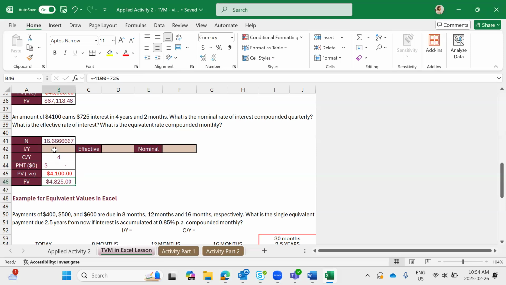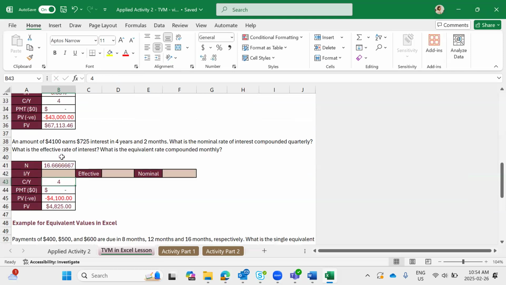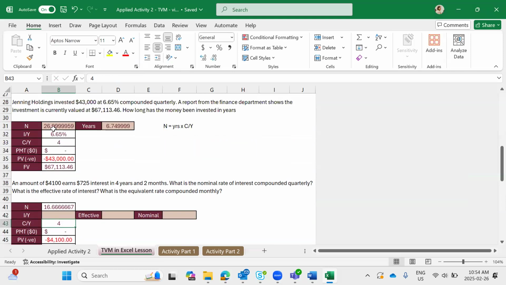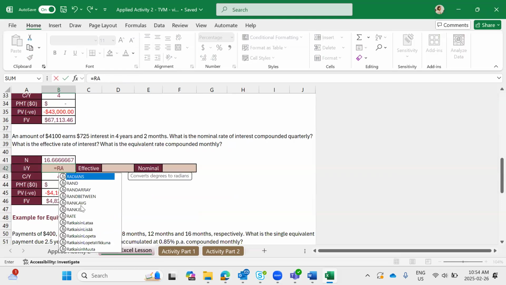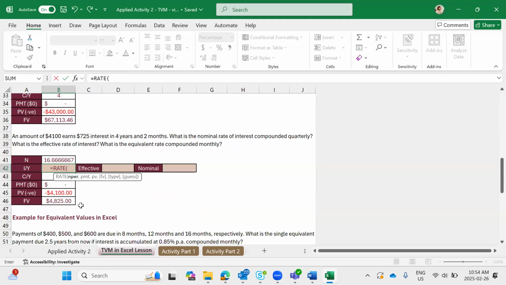Once we have all these filled in, we can calculate the one unknown, IY. If you again look at all the other formulas that we've used, the first thing you always entered was the rate. That's the interest rate. And that is actually what the name of the function is when you want to calculate IY. It is your RATE. So again, you have to put in number of periods, payment, present value, future value.